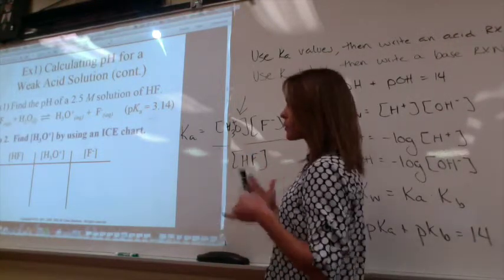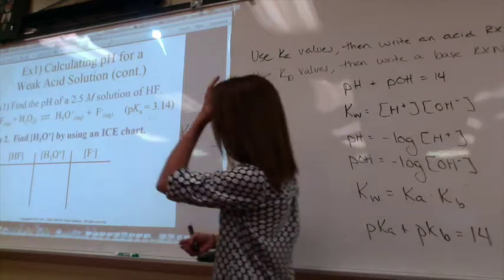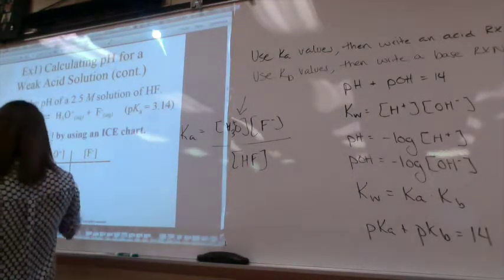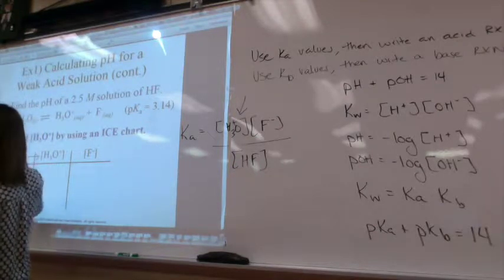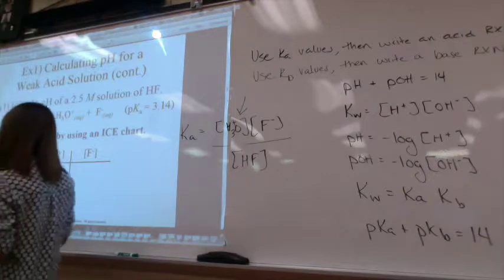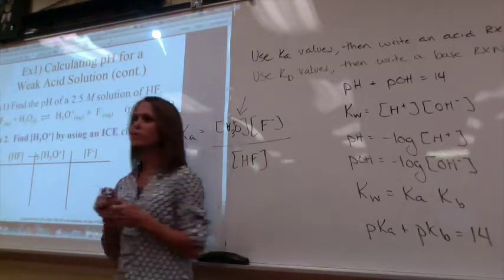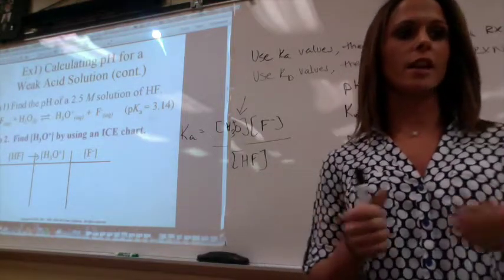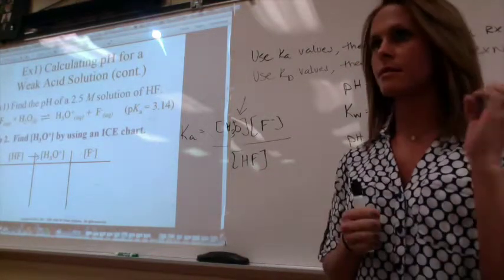So let's relive RICE charts. Your whole reaction is here. I'm going to put the arrow in so you see it. We dropped water because water is not part of it. So if we're calling this a RICE chart, that's what it is. Our initial concentration of HF is what? 2.5, right? What's H+ and F-? 0.